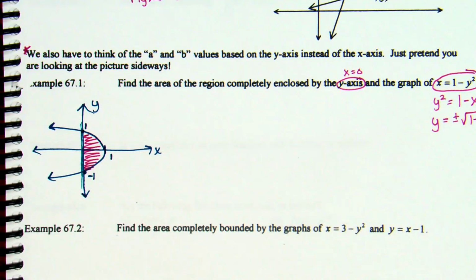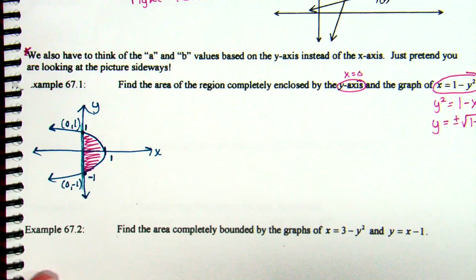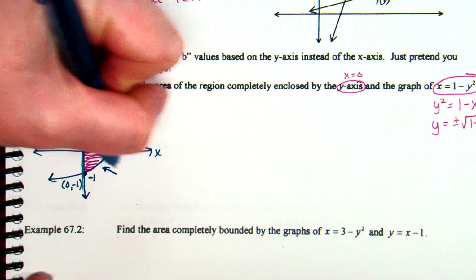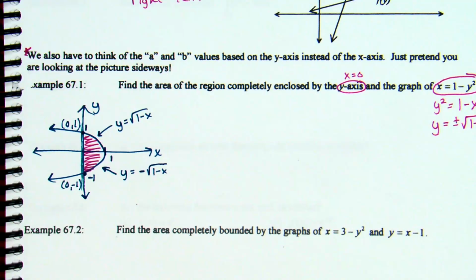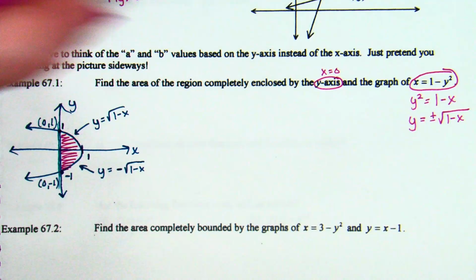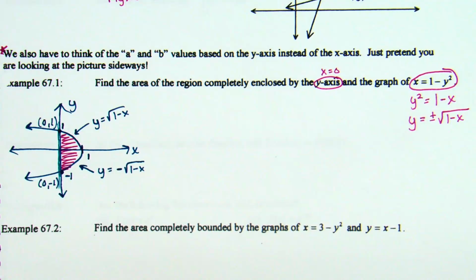Okay. And officially, in terms of ordered pairs, it crosses through at 0, 1, 0, negative 1. For reference sake, this top graph was my y equals square root of 1 minus x. This bottom graph was y equals negative square root of 1 minus x. Okay, you should try and figure out how this picture all goes together. I'm ready to find my area when you are.